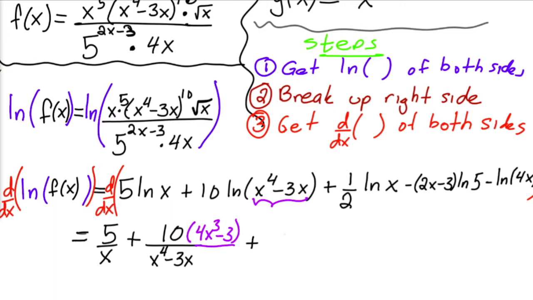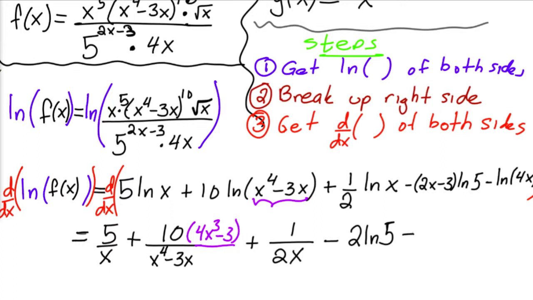And then plus 1 over the derivative of natural log of x, which is 1 over x. So this is going to be 1 over 2x. Okay, then minus, remember natural log of 5 is a constant. So this is simply going to be 2 times natural log of 5, because the derivative of 2x is 2. And the derivative of negative 3, the constant, is just 0. So the derivative of this guy right here is 2, and then natural log of 5.